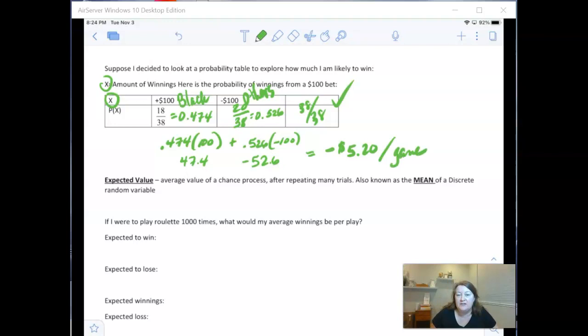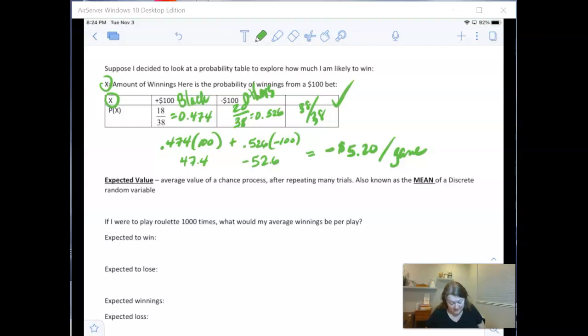Now, obviously, I can't lose $5.20 on one game. I'm either making 100 or losing 100, but my expected value is a long run average per game. Okay, so the mean per game is negative $5.20. So let's say I played this 1,000 times. What would my average winnings be per play if I did this 1,000 times?